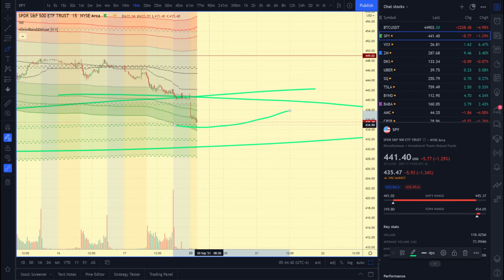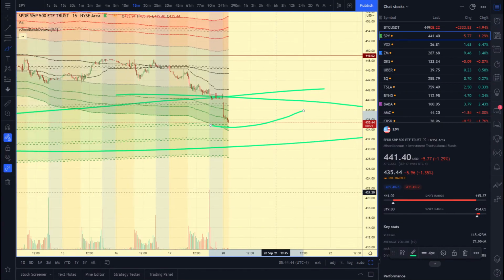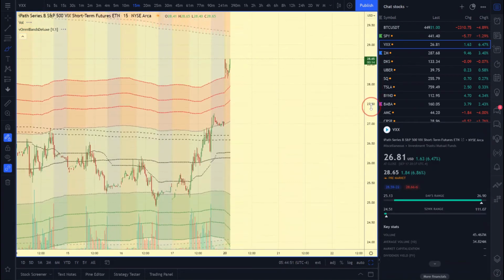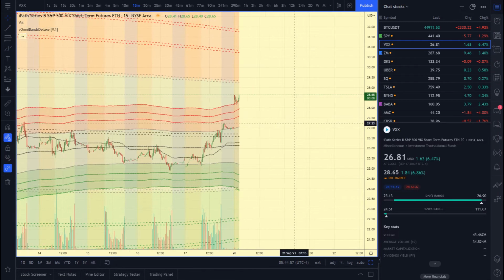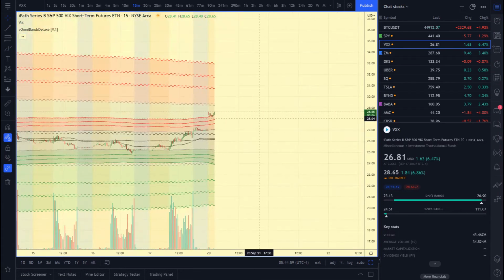434. If it breaks below that, next level would be 431 and 430. 430 needs to hold today. Okay, let's take a look at VIX. Those people are pretty happy that hedged against SPY, which is a pretty good strategy, especially lately.